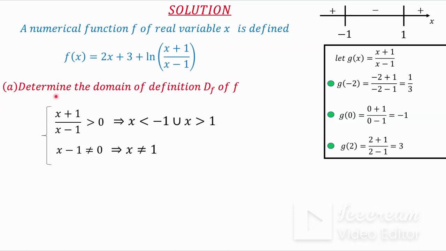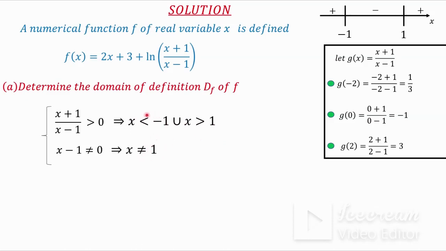So there is a methodology which you have to use when coming out with the domain of definition of a function. The next thing you need to do is to take the union between the two. You can clearly see that in the first part we have x less than -1 union x greater than 1, and in the second one we have x different from 1. If you make the union between the two, this will still work because x is not equal to 1.